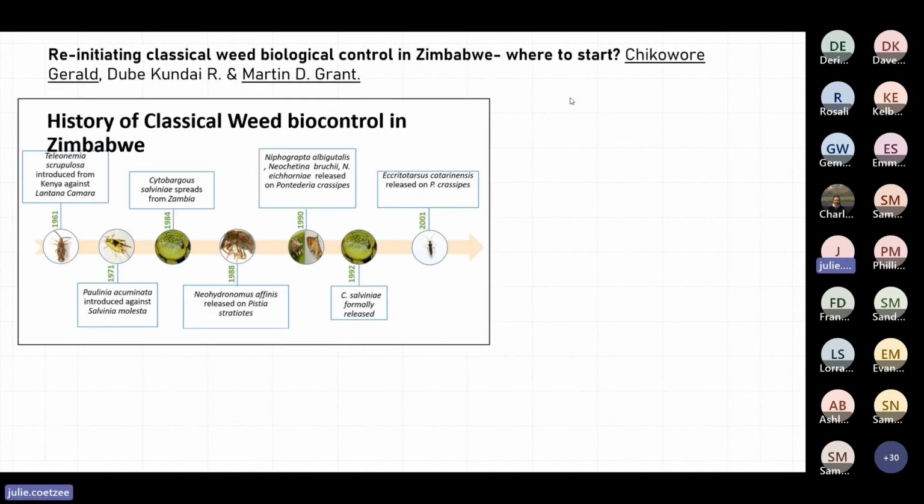Also then looking at prioritizing or selecting plants, the target was Gerald Pikaware's talk on reinitiating classical weed biological control in Zimbabwe. He showed us that Zimbabwe has a history of classical weed biocontrol, largely against lantana and aquatic weeds. But this has come to a halt, and there's now a huge need to focus on some of these plants that we're focused on and a whole lot of new plants.